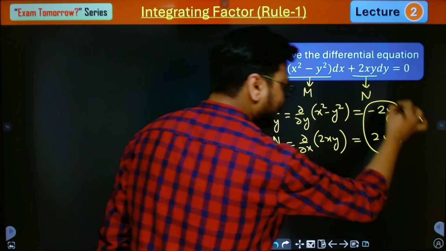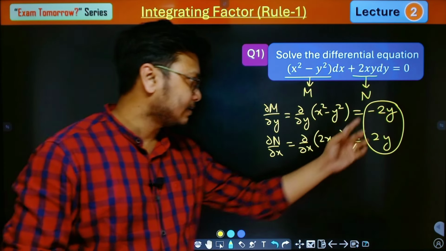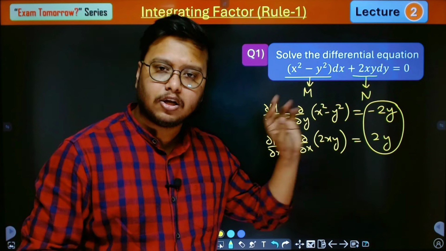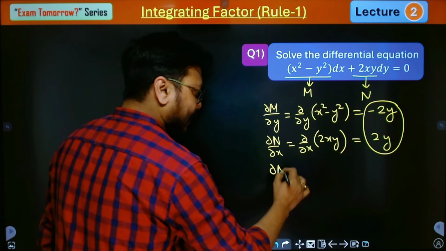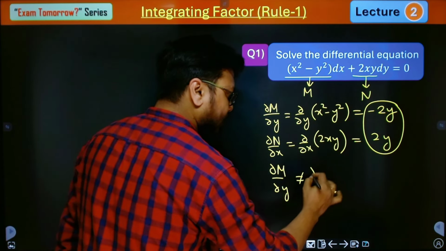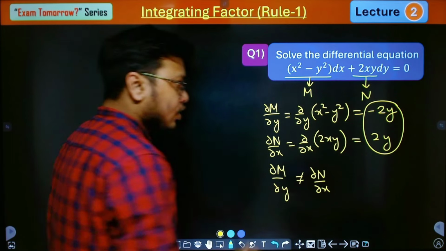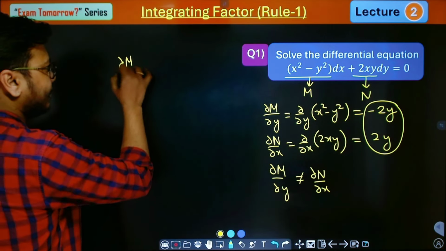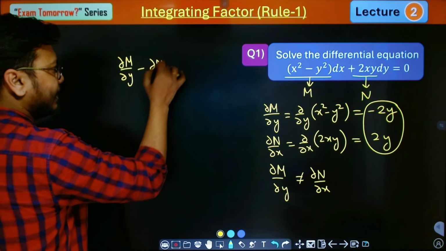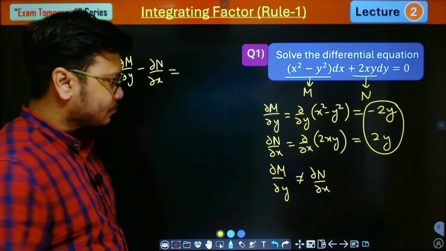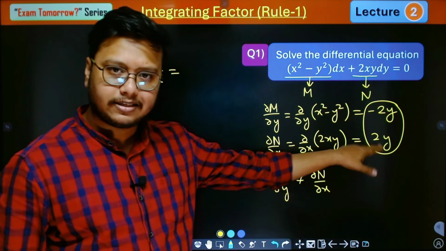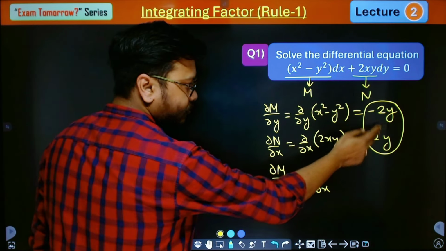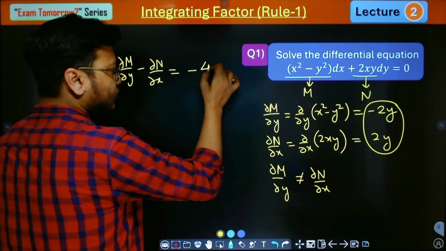You can see both these quantities are not the same. There's a minus sign here, there's no minus sign here. So they are not equal. That means I have del M del y not equal to del N del x. Now I'll take the subtraction of these two quantities, del M del y minus del N del x. If I subtract this from this, I am going to get minus 4y.